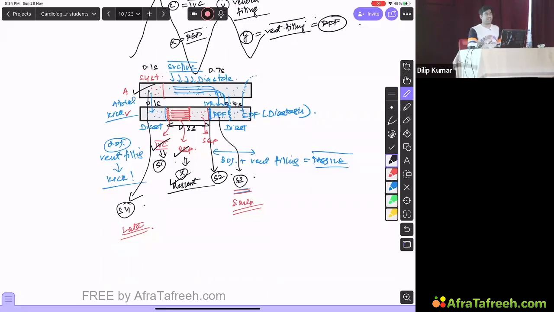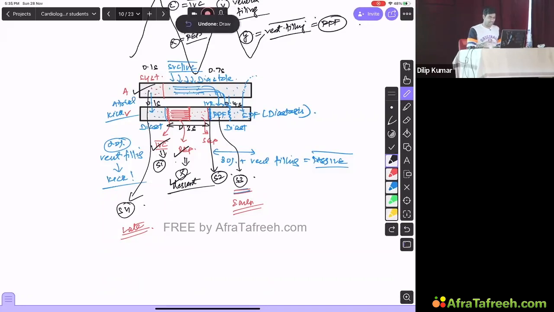Which area of the cardiac cycle? You should get the ejection click during the rapid ejection phase. That is the time where you get the ejection click. Immediately after the isovolumetric contraction, during the rapid ejection phase only, you are going to get ejection clicks. And where will you get opening snaps?